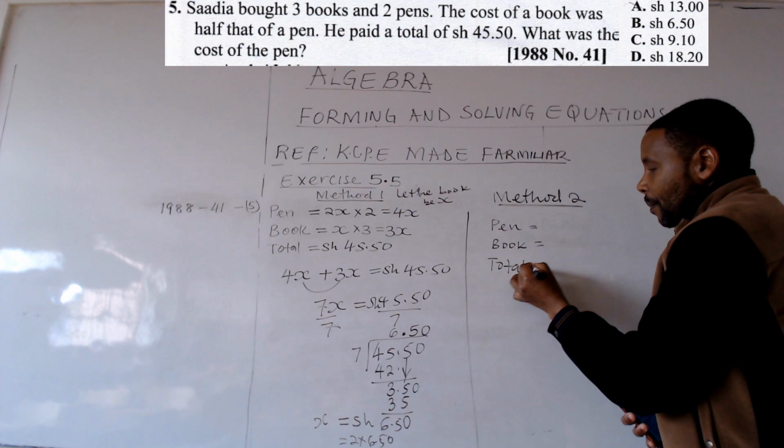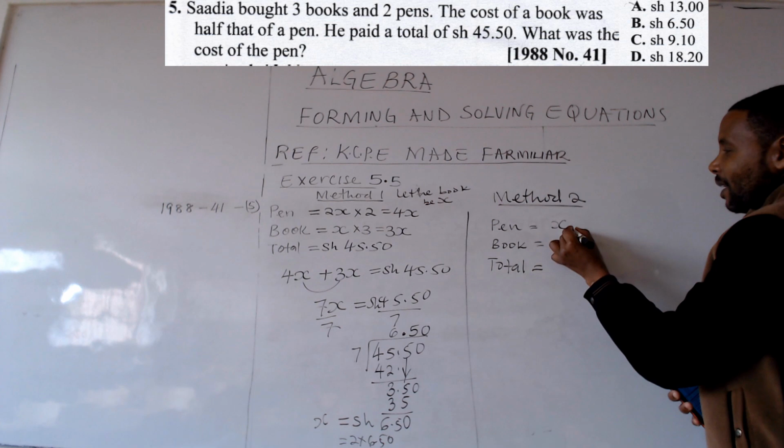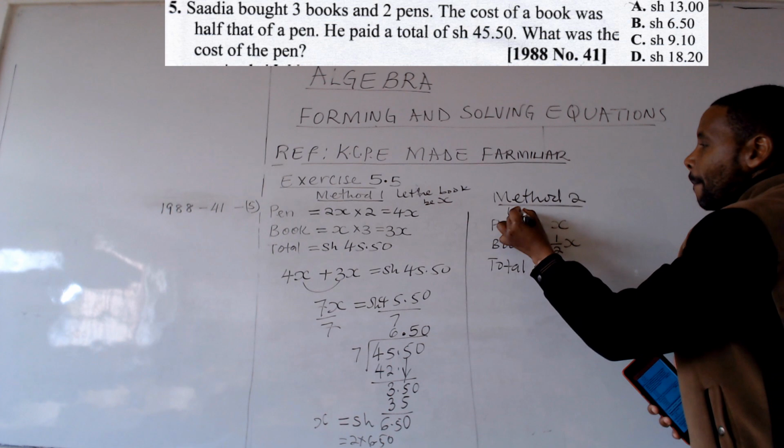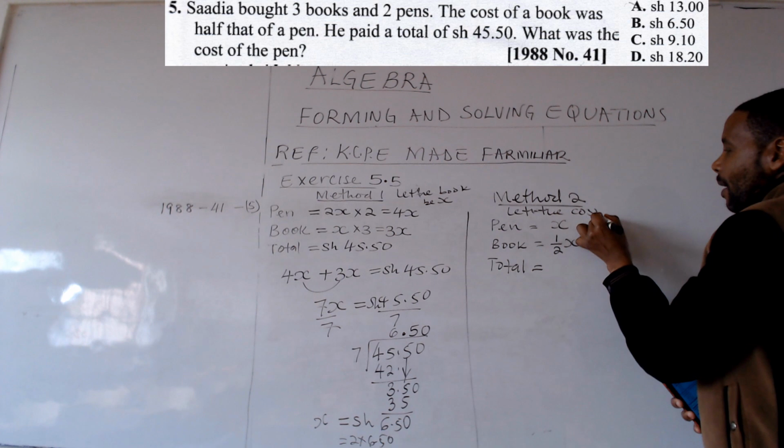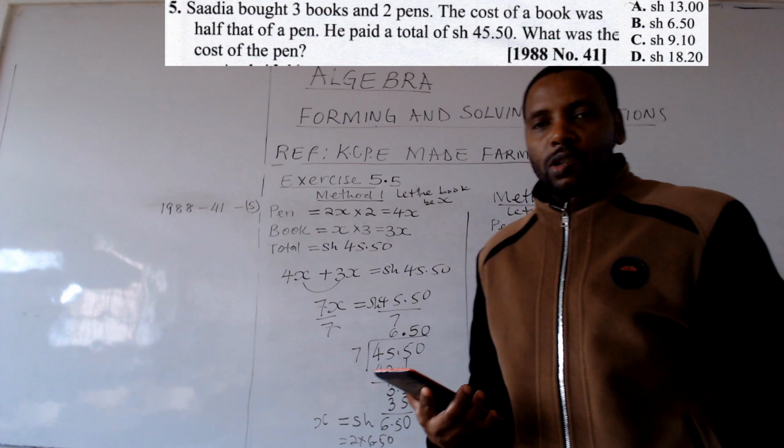Most of you might understand this one better. The cost of a book was half that of a pen. I will let the cost of the pen be x, and I say the book is half x. So if the pen is x, then the book is half that, as we are told in the information.